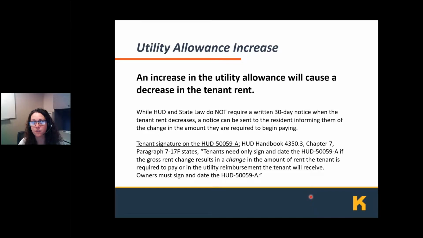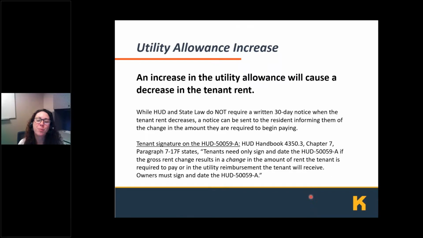However, if you would like to notify your tenants that the amount that they're paying is changing, please feel free to do so. Now, their rent will be changing. Even though it's going to decrease, they'll still be required to sign the 50059A in addition to the owner agent's signature as well. The increases are nice. We like to see those.